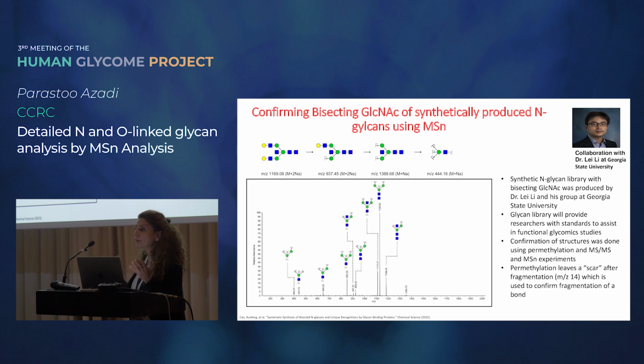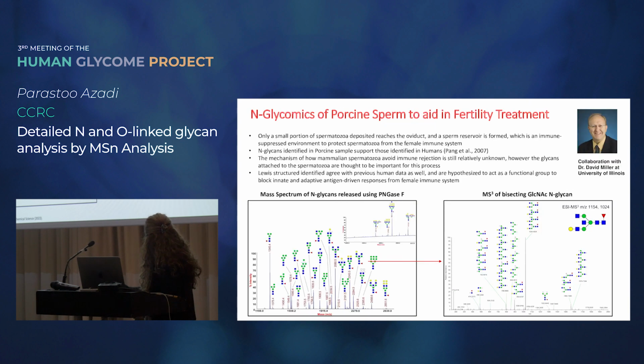He needed to confirm the structure to make sure he's making the correct structure. Using MSMS, by going into MS3, we were able to confirm that the structure has a bisecting GlcNAc. This can be used by researchers building a library, and seeing whether he's been able to successfully extend the bisecting GlcNAc, for use by external users as standards. That has recently been published as well.